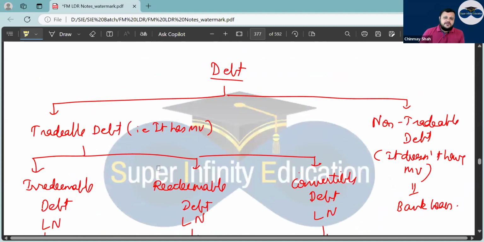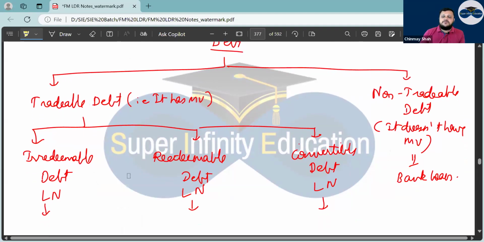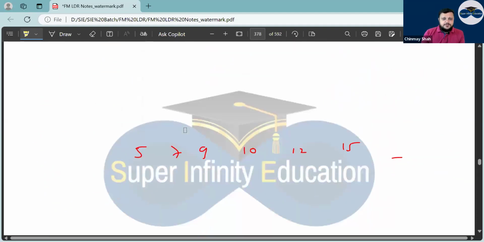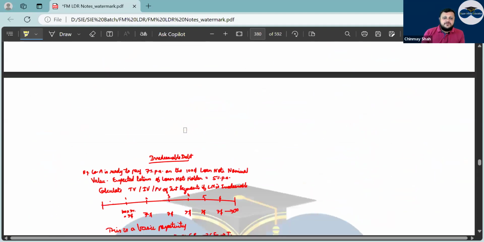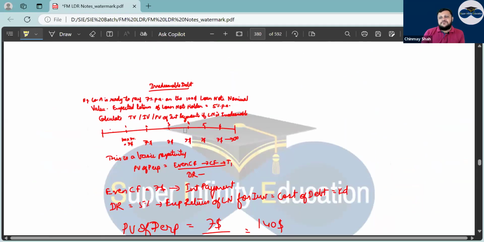Then coming to debt. You have two types of debt: tradable debt and non-tradable debt. In tradable debt, you have three types: irredeemable, redeemable, and convertible. And you have non-tradable debt, which does not have a market value. That is called a bank loan. Then, if it is an irredeemable loan note which has a market value, it is very simple.